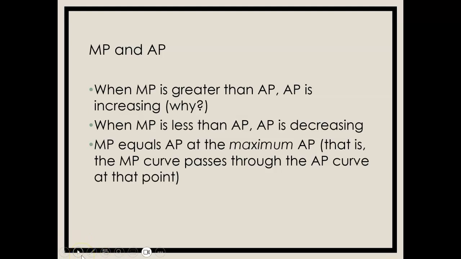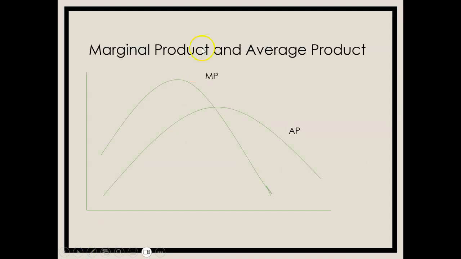Again, these are a lot of words. Let's look at the pictures. Here's marginal product. Once again, we're showing our law of decreasing returns. Marginal product may increase for a while, but eventually it starts decreasing.